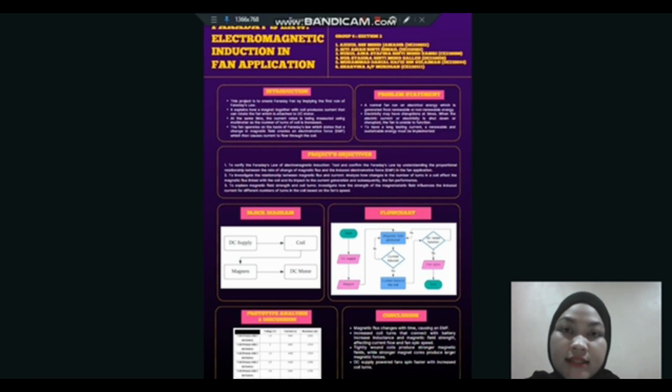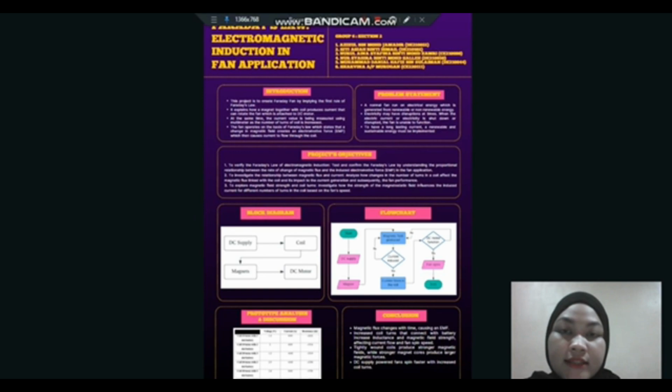So the process is fundamental to devices that utilize Faraday's law of electromagnetic induction, stating that a changing magnetic field induces an electromotive force, which is EMF, in a nearby conductor. So in our project, we decided to create a Faraday fan by applying the first rule of Faraday's law.